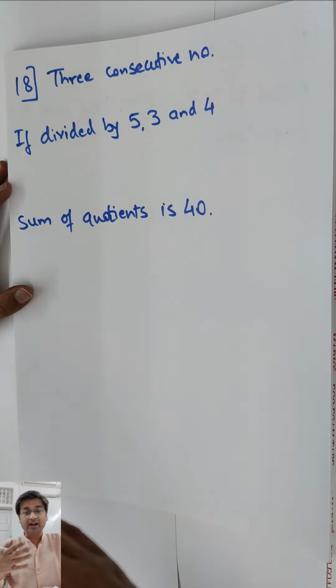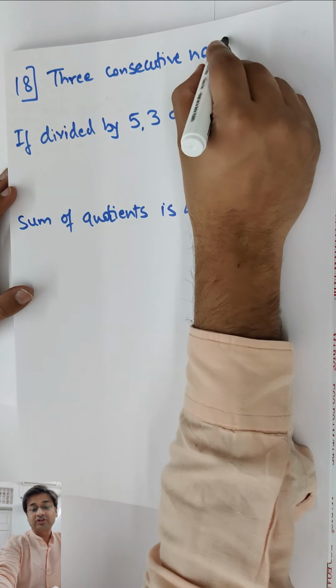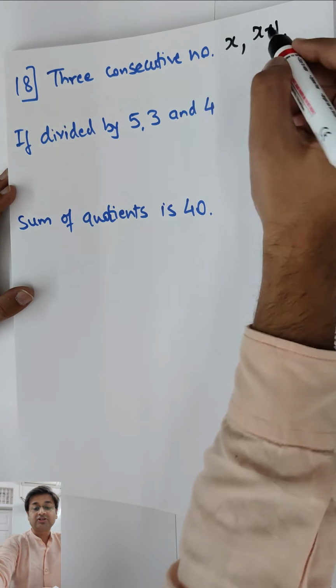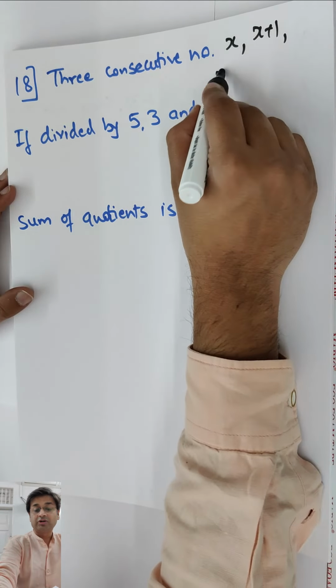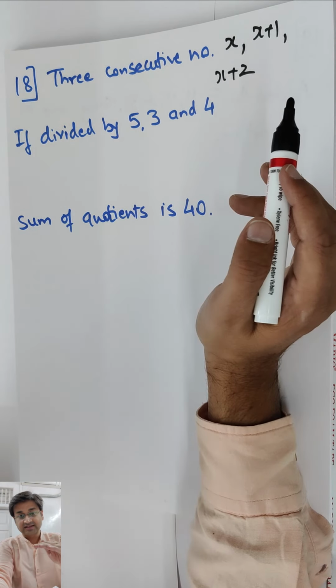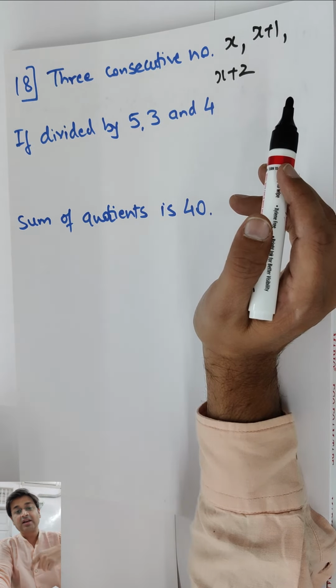For example, 5, 6, 7, 12, 13, 14. So if you take the first consecutive number as x, the next one is 1 more than this, so x plus 1, and the next one will be 2 more than this, so x plus 2. So these are your 3 consecutive numbers: x, x plus 1, x plus 2. If they tell you 2 consecutive numbers, then x and x plus 1.